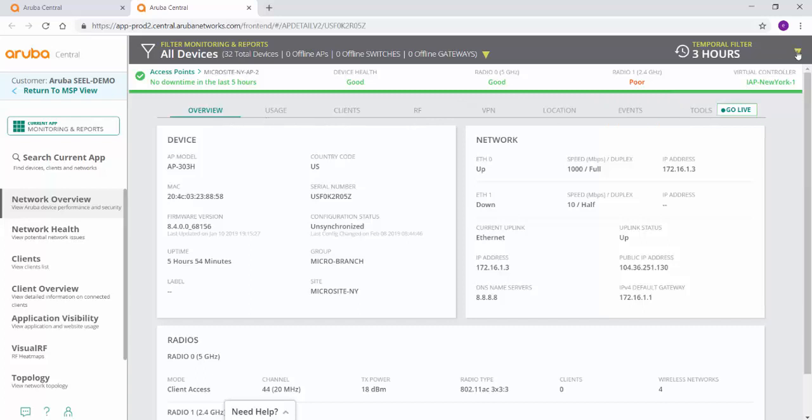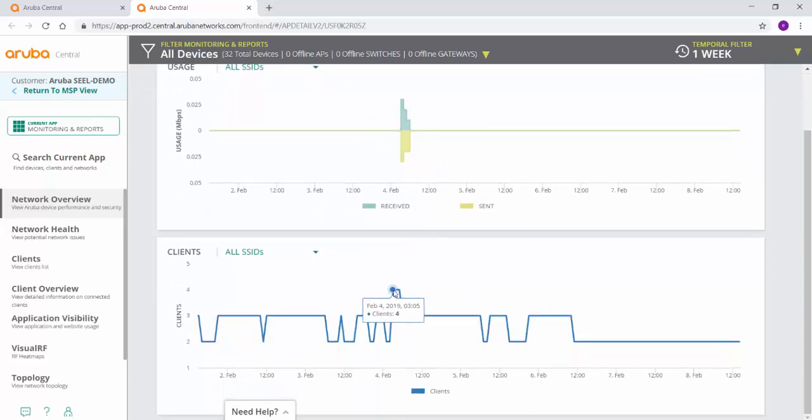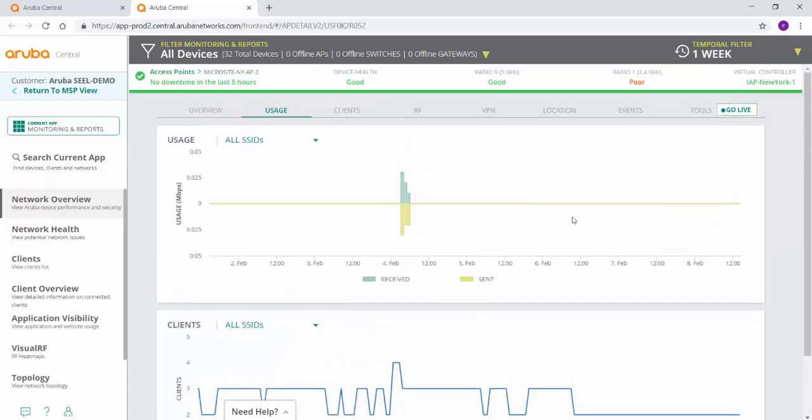Now, if we want to take this back a little bit further, let's go back a week and start having a look at the overall usage of the SSIDs. Here we see, across all SSIDs, what the usage of that particular access point was. We also get details on the number of clients that were connected. Again, I can do this by radio, by device, or by SSID.